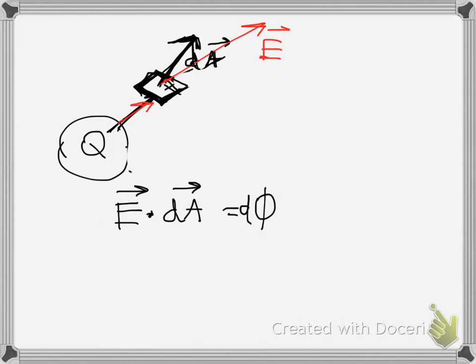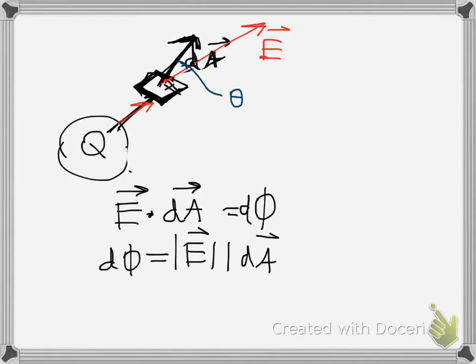Now let's say that the angle between these two vectors right here is theta. Then using our formula for the dot product, we also know that d phi equals E, the magnitude of the vector, times the magnitude of the area vector, times the cosine of the angle between them. So times the cosine of theta. So theta is the angle between the area vector and the electric field.